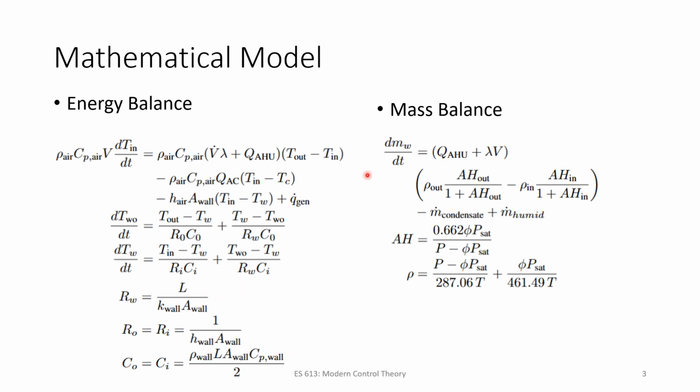Coming to the mass balance, the amount of water vapor present inside the room changes with time, and that rate of change is dependent on the flow rate of the AHU and the infiltration rate lambda. It also depends on the absolute humidity outside and inside the room and the density of outside and inside the room. The absolute humidity is a function of saturation pressure, which is a function of indoor temperature. Here phi represents the relative humidity. The density is calculated by assuming the air as an ideal gas.